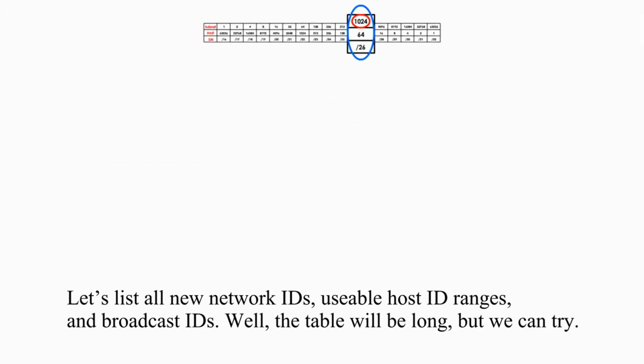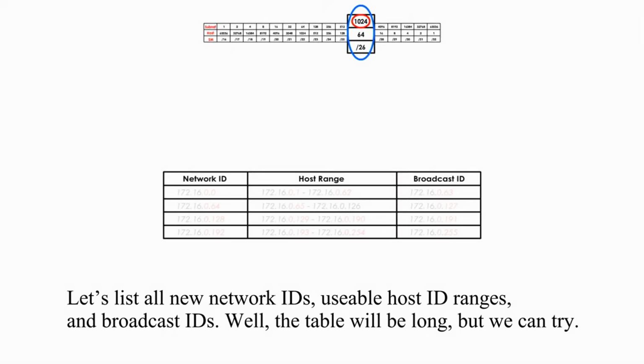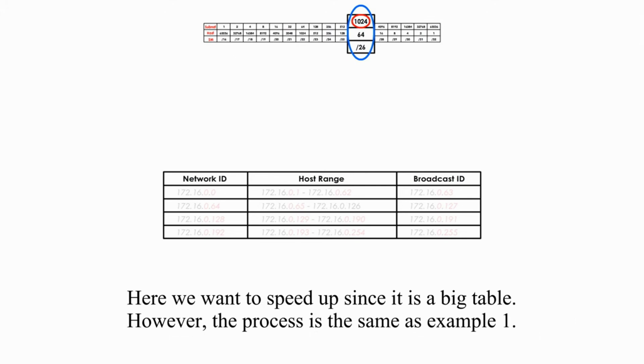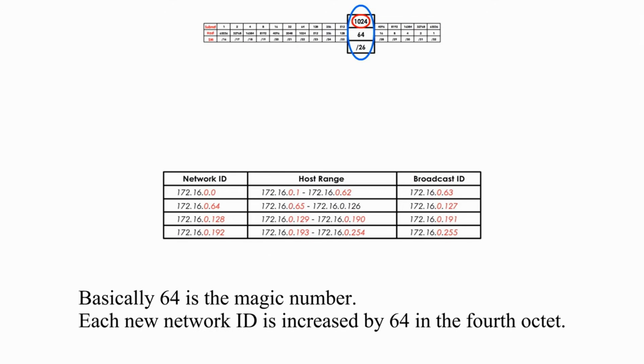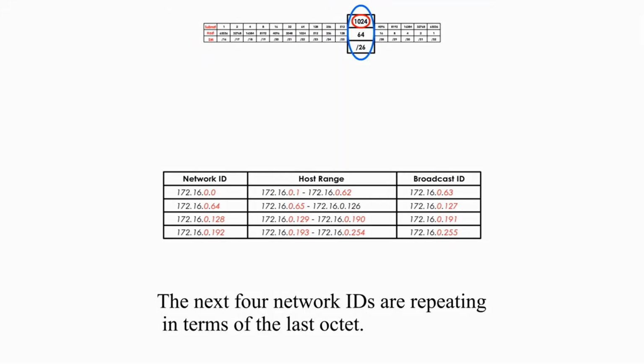Let's list all new network IDs, usable host ID ranges, and broadcast IDs. Well, the table will be huge, but we can try. Here we want to speed up since it's a big table, however, the process is the same as example 1. Let's display the first four subnets, network IDs, host ID ranges, and broadcast IDs. Basically, 64 is the magic number. Each new network ID is increased by 64 in the fourth octet.